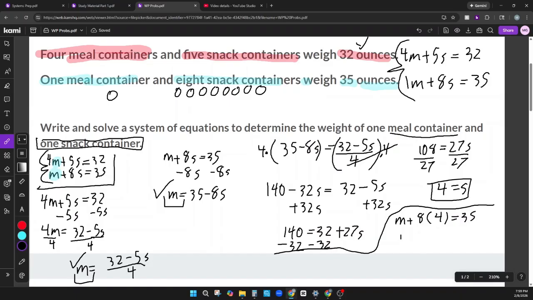This is going to be m plus 32 is equal to 35. And when I subtract on both sides, I get m is equal to 3. So I know what my meal is worth. I know what my snack weight is worth. And this is how I complete a word problem.